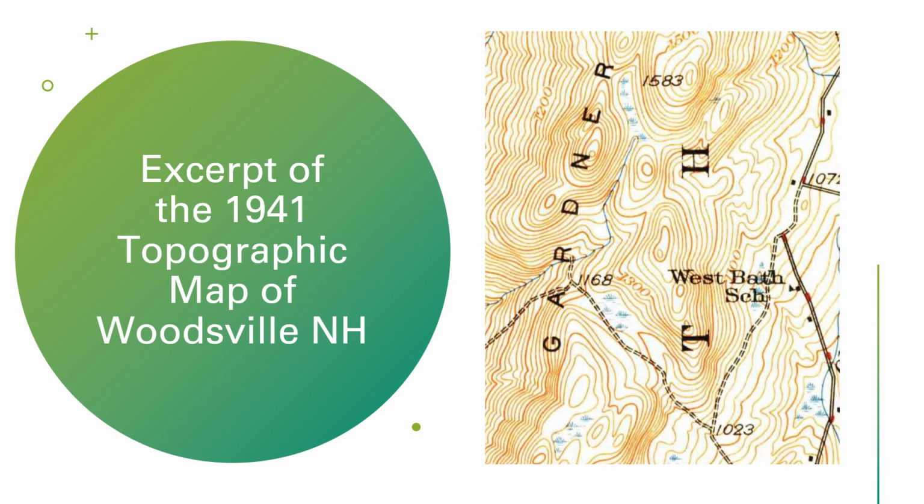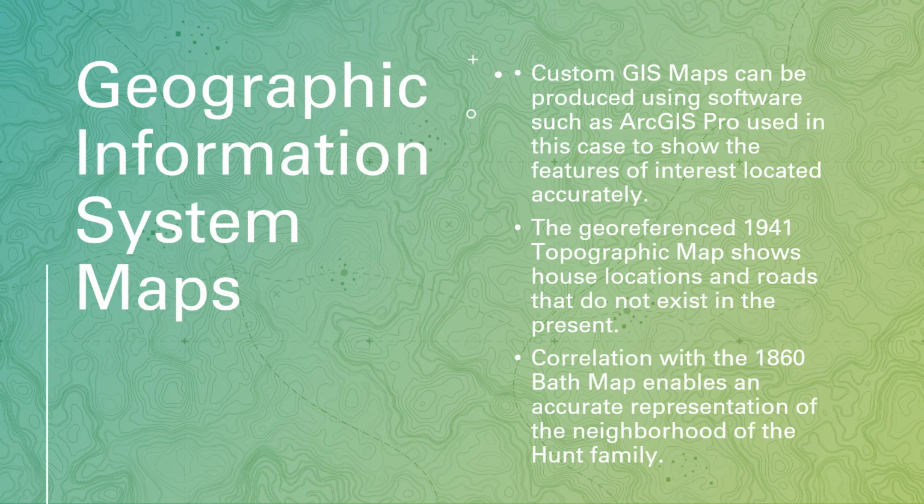There were attempts to revive the mine over the years, not necessarily successful. But what this map does is it allows us to locate all of these other homes that are where it's labeled West Bath School, that's West Bath Road, and that helps us to locate the houses. So a GIS map can be produced, custom map, to show the features of interest located accurately.